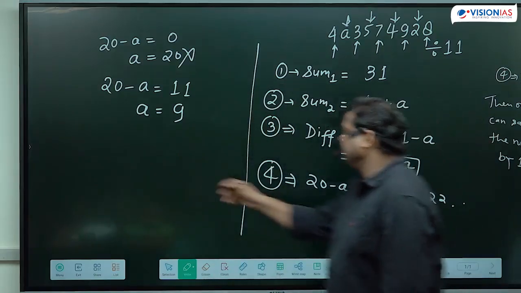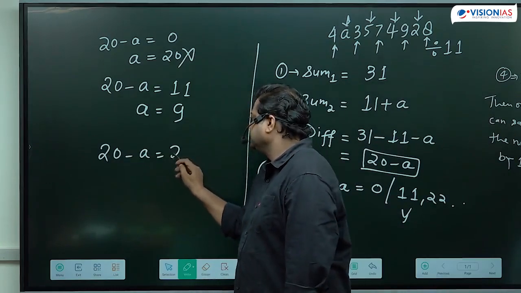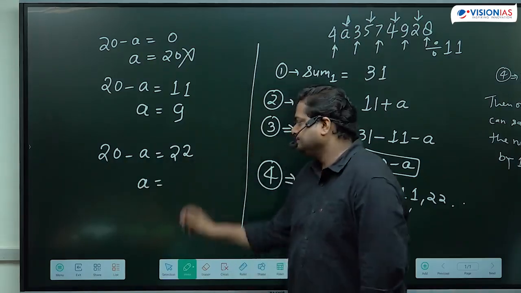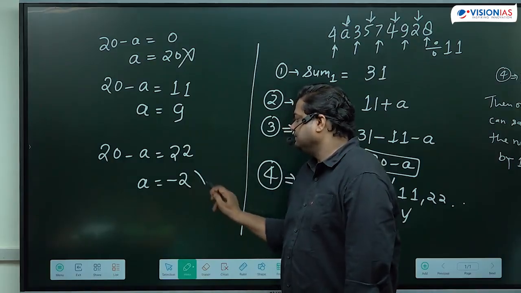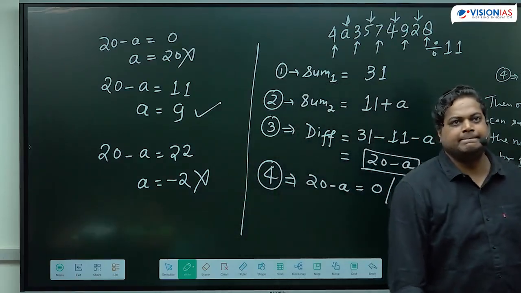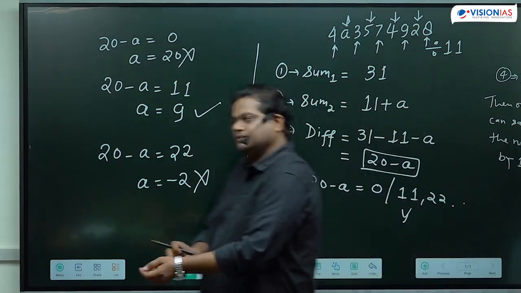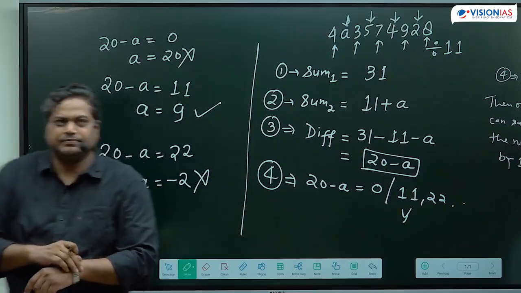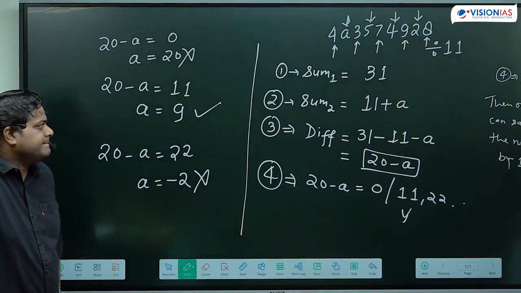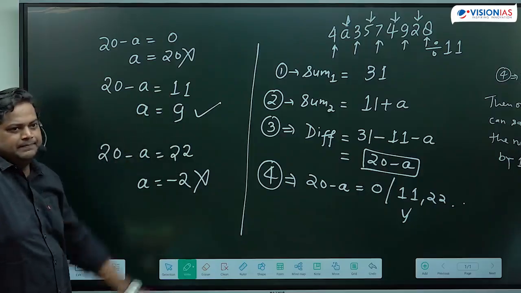If we take 22, 20 minus A is equal to 22. Then A की value minus 2. We cannot take this. This is our answer. A is equal to 9. निकल सकता है ऐसे आंसर. The value of A is 9. Answer is 9.